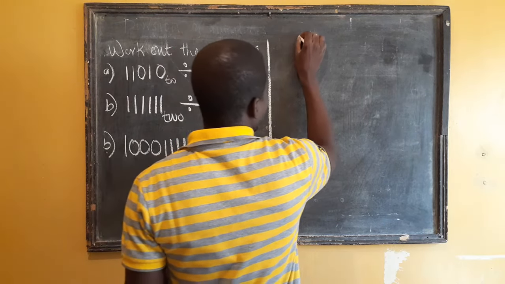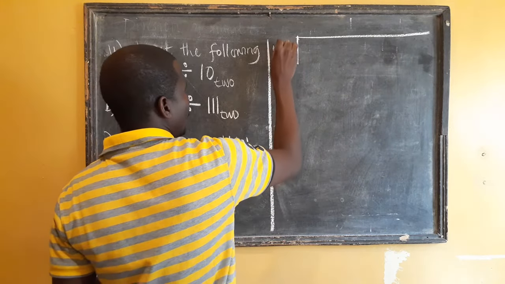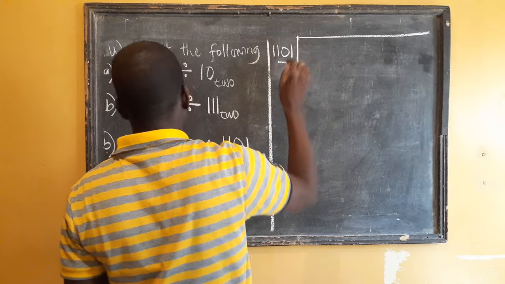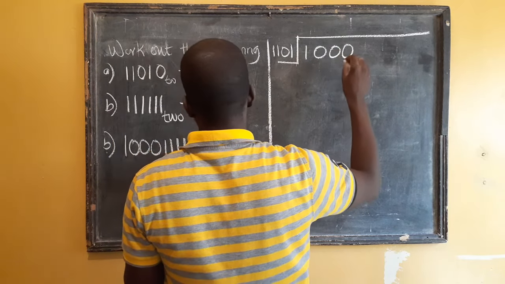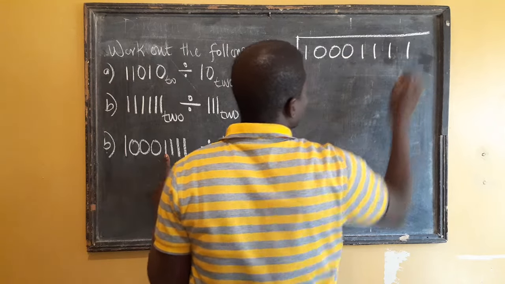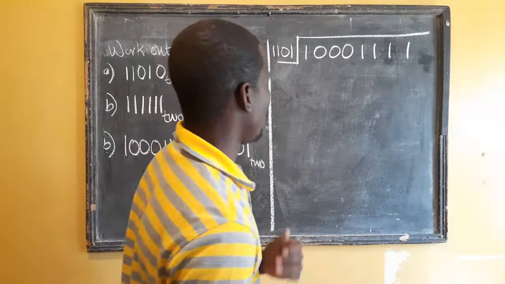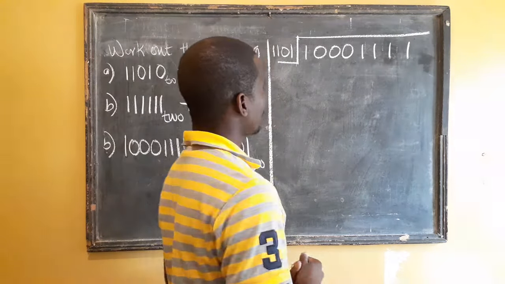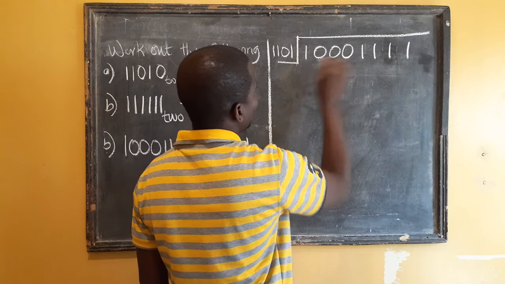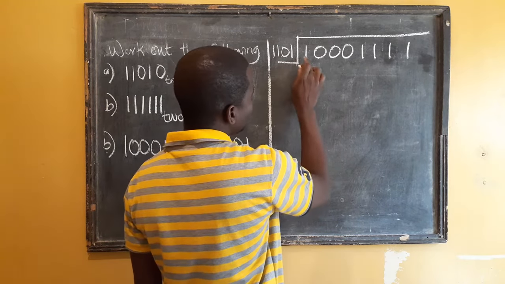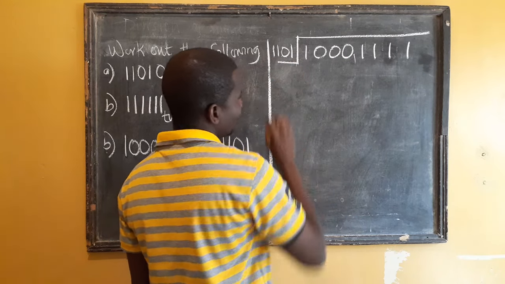The last one. 11. Here we have 1000. 1111. Okay. So we begin to divide now. We begin to divide. 1, 2, 3, 4. 1, 2, 3, 4. Okay? Now, when you count 1, 2, 3, 4, that is up to here. And then this one, you have 1, 2, 3, 4.